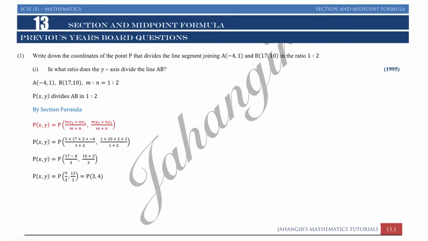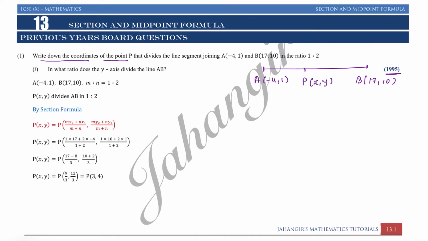Now we will start the section on midpoint, board previous year questions starting from 1995. Write down the first question: write down the coordinates of a point P. Let us draw a diagram joining A, that is minus 4 comma 1, and B, 17 comma 10. P is a point which divides AB in the ratio of 1 is to 2.